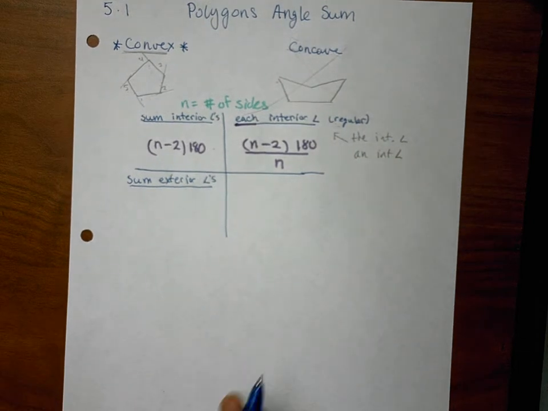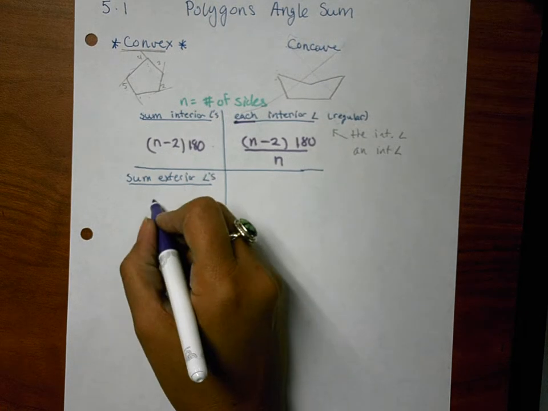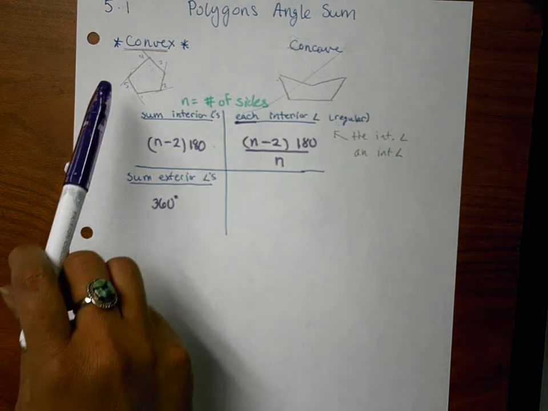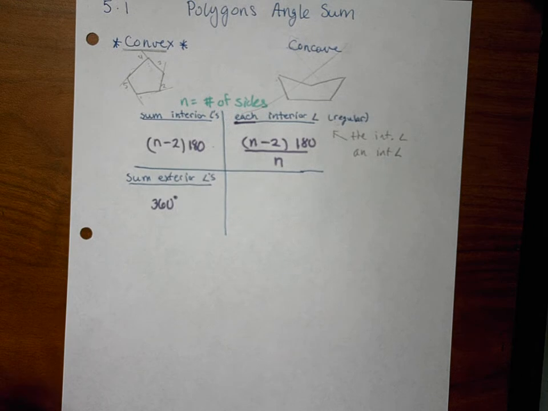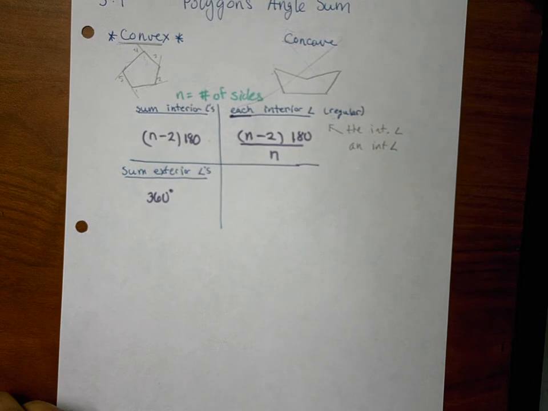Okay, so the sum of the exterior, easiest formula all year long, is 360 degrees. Always, all day, every day. Every polygon. Doesn't matter if the polygon's a pentagon, a hexagon, a triangle, a quadrilateral. The sum of the exterior angles will always be 360. Doesn't matter how many sides.